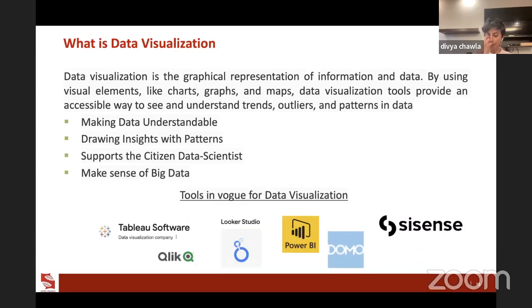So I brought in these names specifically to give you some idea of the kind of tools and technologies that are available in the market and very easy to learn. Some of them are very, very easy to learn. So if you just Google about Tableau, Power BI, you'll find so many tutorials with which you can easily learn these tools yourself.